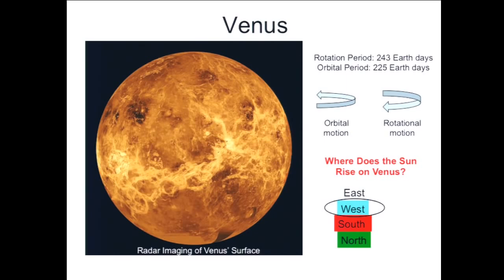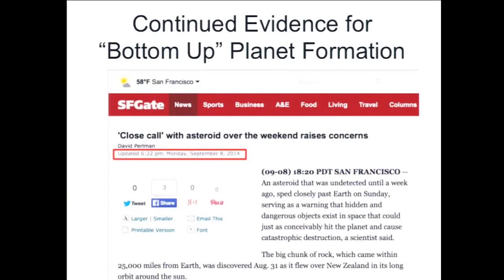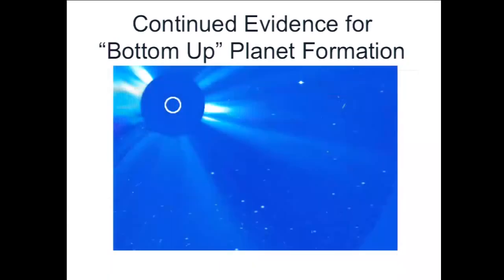The last thing I wanted to emphasize is just that this process of things colliding with each other is, of course, still ongoing. This was the San Francisco Chronicle SF Gate website on Monday. Close call with an asteroid over the weekend raises concerns. Why does it raise concerns? Well, we might die. And so this process of things colliding with other things in the solar system is still ongoing.